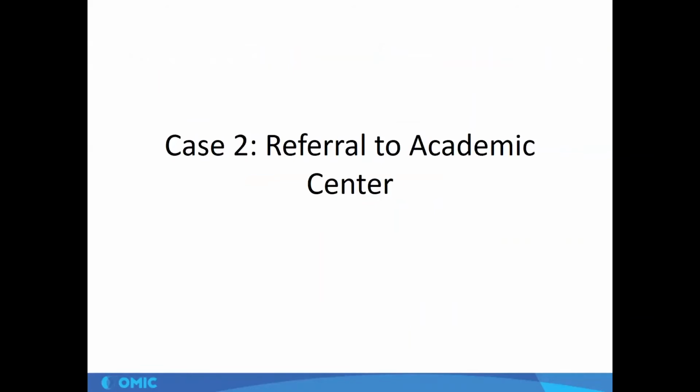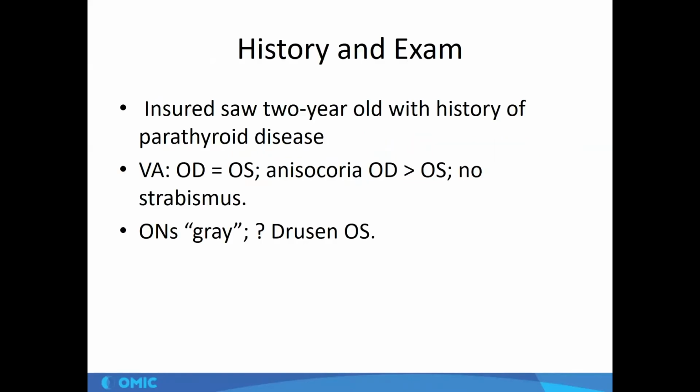Dr. Wiggins is now going to present a case of referral to an academic center. Thanks, Anne, and you'll see some similar themes in this case as well. So this patient saw the insured at age 2 years. The visual acuity was equal, anisocoria was noted, and there was no strabismus. The optic discs were noted to be gray, and there was the possibility of optic disc drusen noted in the left eye.